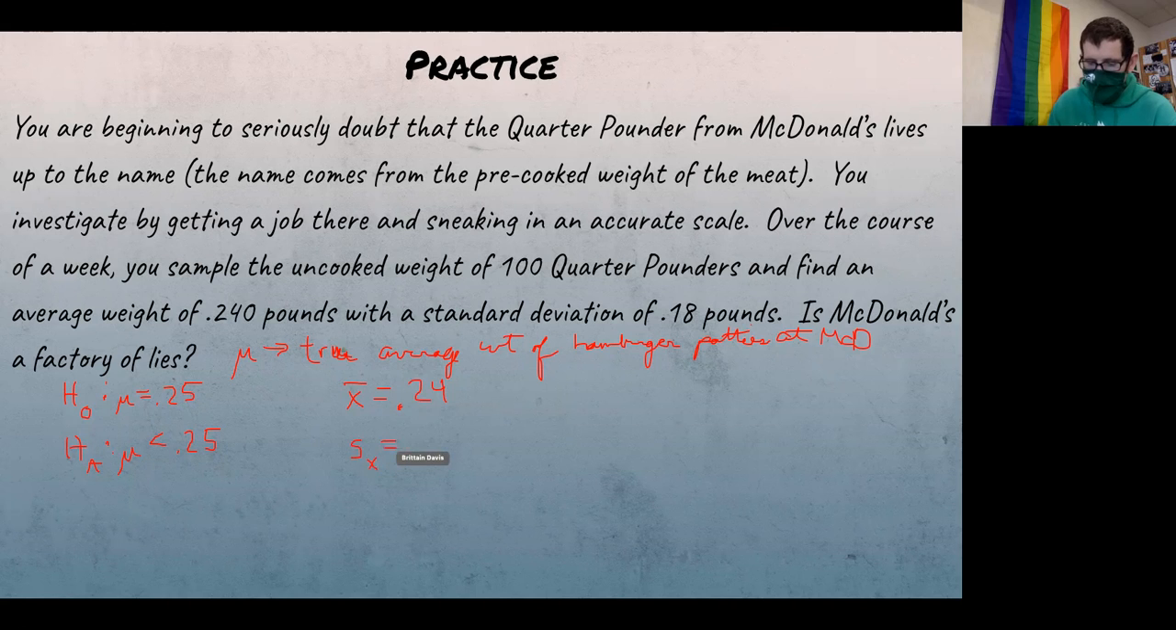I was thinking about the formula. I think that's supposed to be 0.018. Yeah, there's no way. Let's go with 0.018 in it because that's crazy.